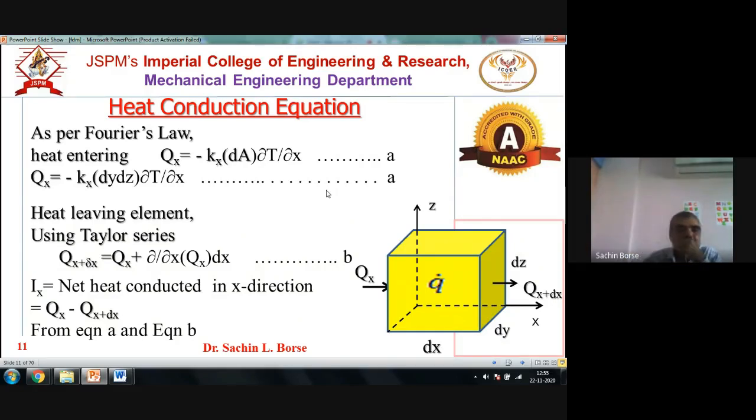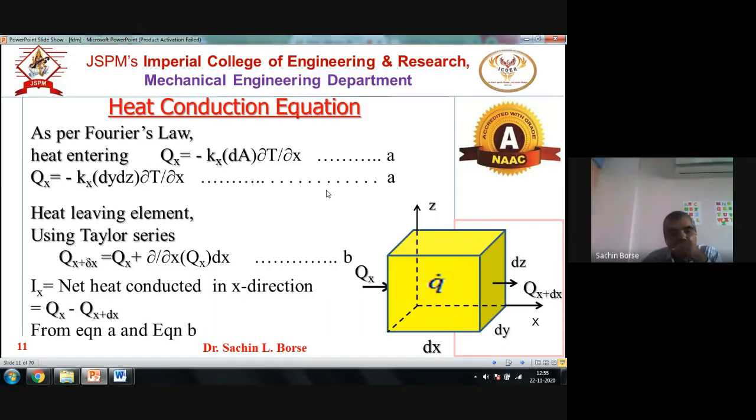Now my purpose here is to find the net heat conducted. So what will be the net heat conducted? Heat in minus heat out. So qx minus qx plus dx.